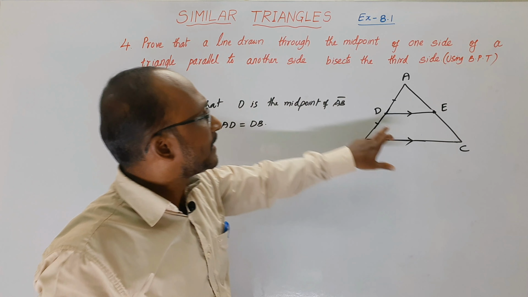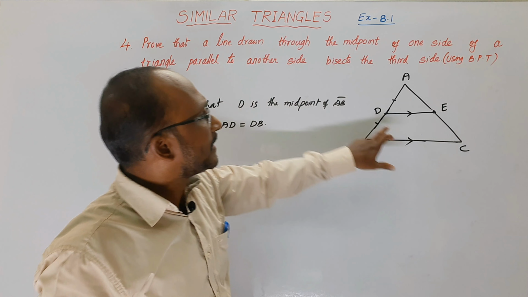First let us take the condition DE is parallel to AC in the triangle ABC. So let us write that first. In triangle ABC, what is the first condition? DE is parallel to AC.